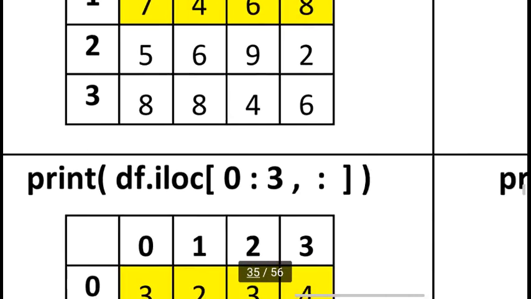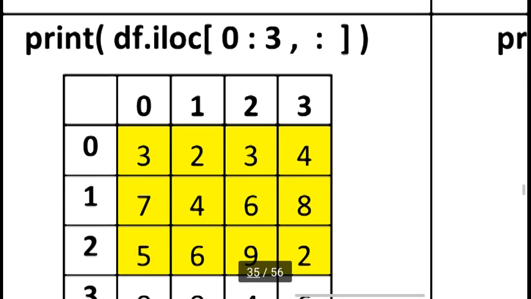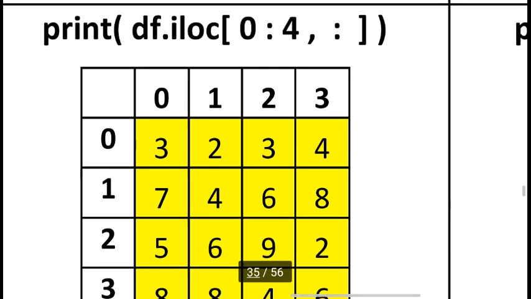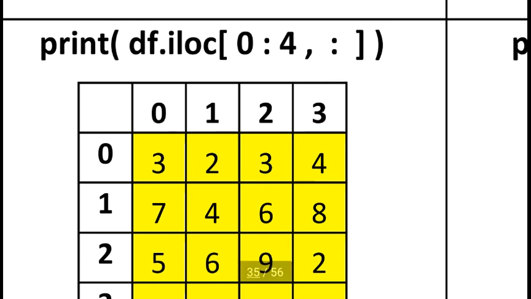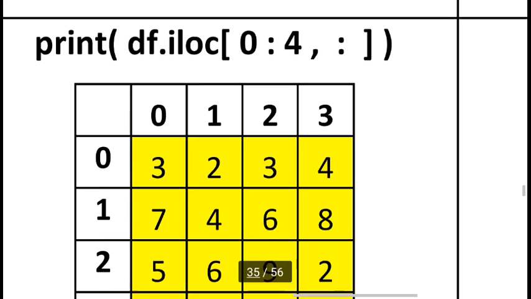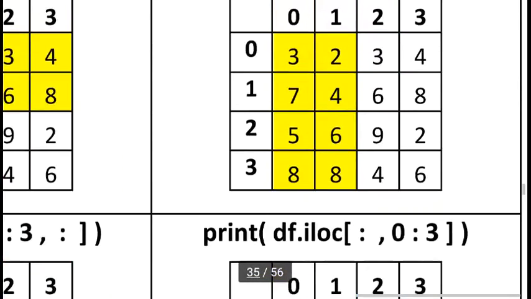So you can understand simply: df.iloc[0:3]. 0 colon 3 means 0, 1 and 2, because it does not include the stop index. So you can see rows 0, 1, 2, with comma colon, so the starting 3 rows including all the columns. Okay, now I want to select the complete table with the help of iloc. You can see df.iloc[0:4]. 4 means one less, but 0, 1, 2, 3 is our complete index, and comma colon means all the columns.